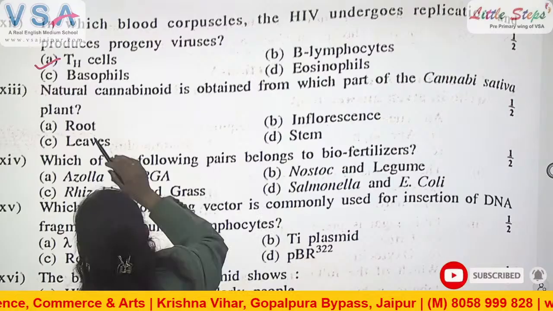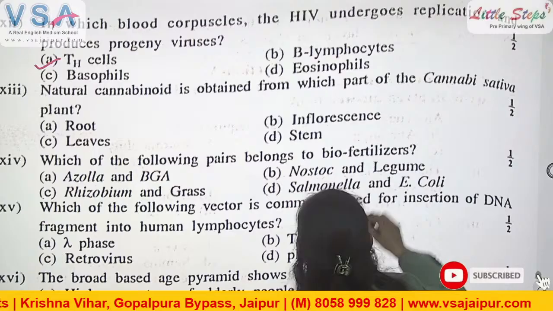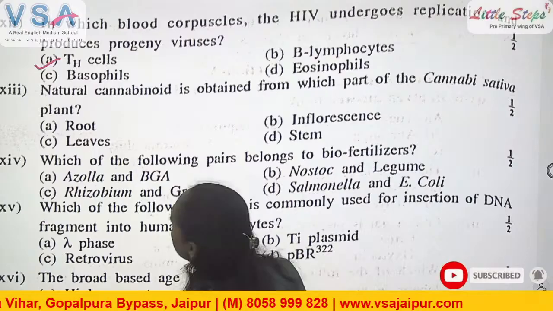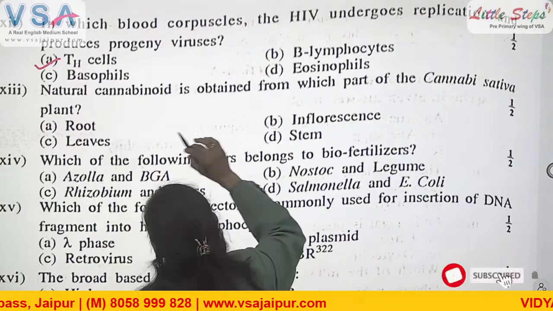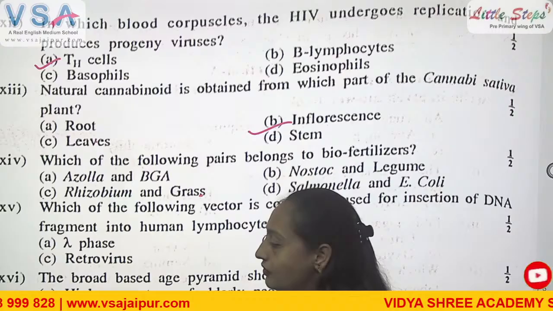Natural cannabinoid is obtained from which part of the Cannabis sativa plant? Which one is it? Root, inflorescence, leaves or stem. What is the right answer? Option B. Inflorescence.